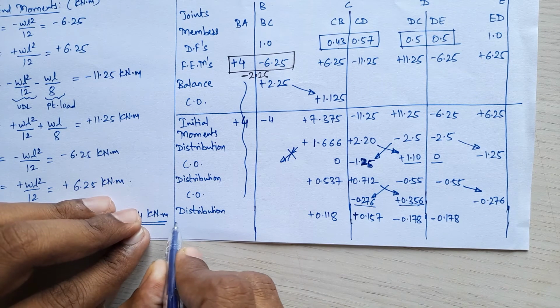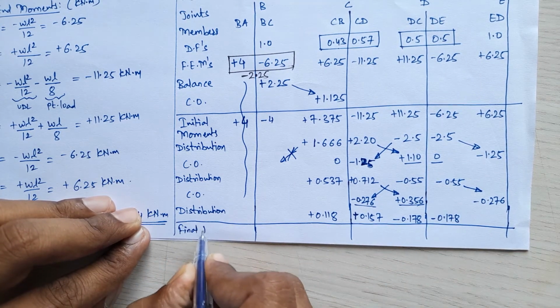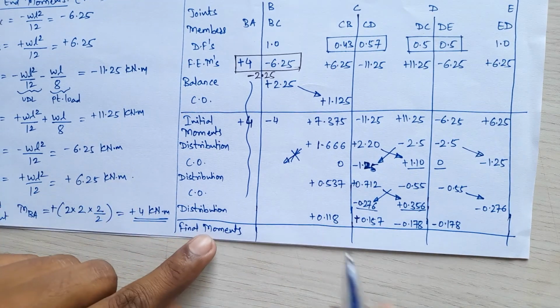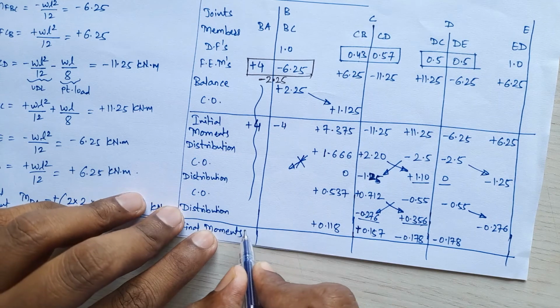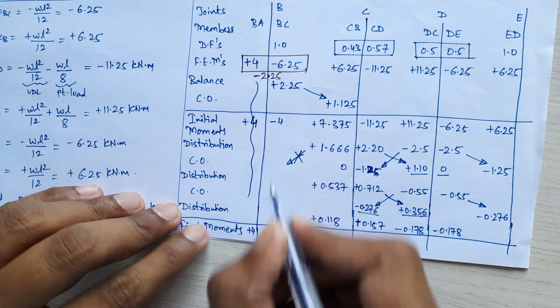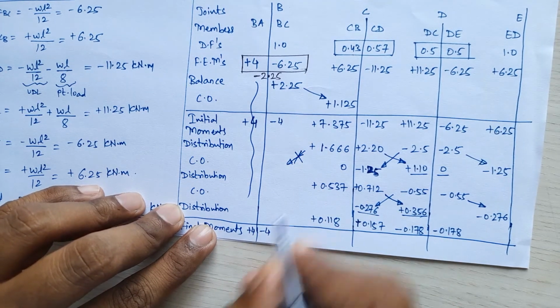Now all the values, if you see, I'm getting almost in 0.1 something points. So we'll stop the table over here and we'll calculate the final moments directly. Now for the final moments, this 4 will remain as it is. Next, this minus 4 will remain as it is, because these carryovers were not possible there.